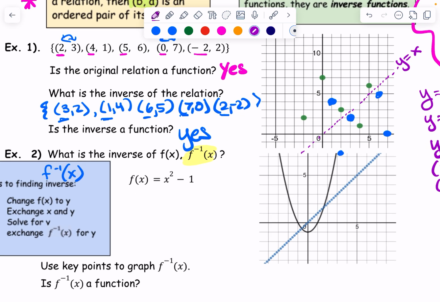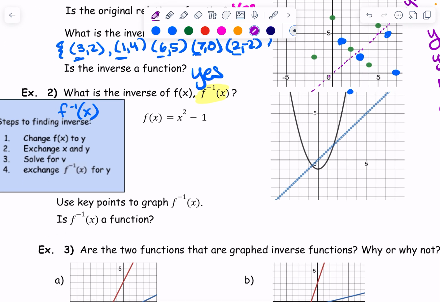So how do we find it if we were looking at points? Well, we can see on this one, we have this nice point right there. That is the point (0, -1). So our new point would be (-1, 0). So that would go to this point right here. Actually, let's make that pink.